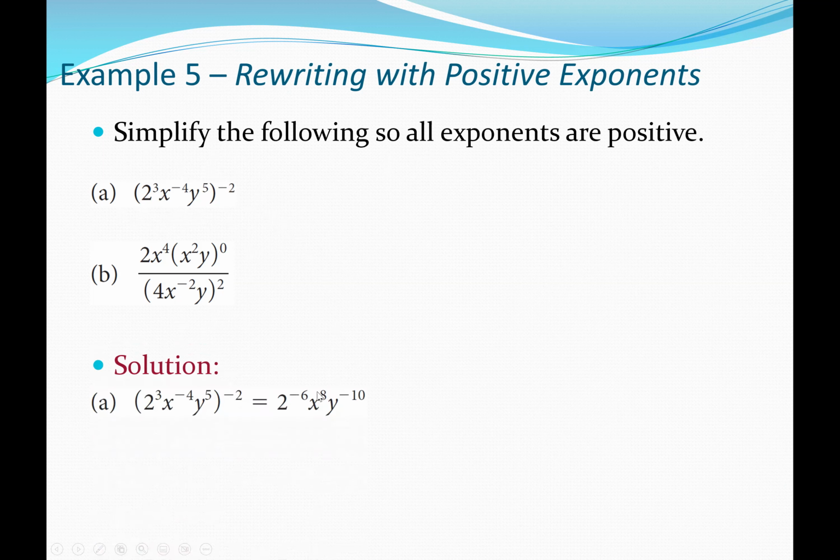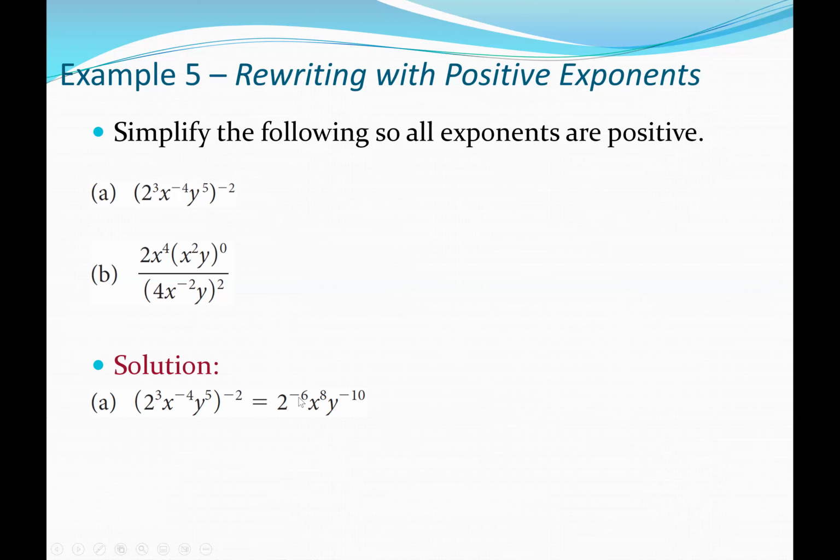So here, the first thing we decided to do, we multiply negative 2 by all the exponents in the parentheses. So we have 3 times negative 2, which will give me 2 to the power negative 6. Negative 4 times negative 2 will give me positive 8. And negative 2 times 5 will give me negative 10.